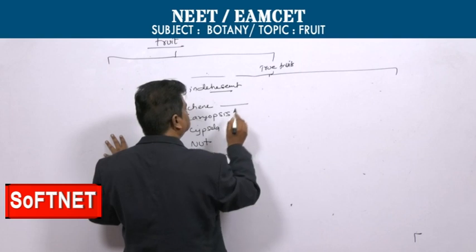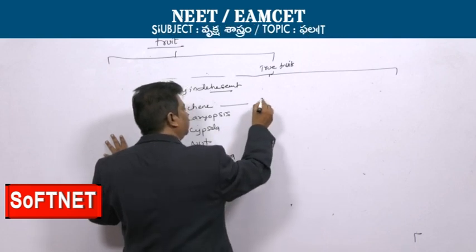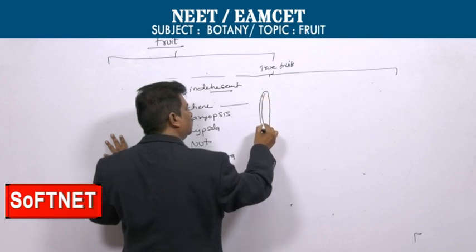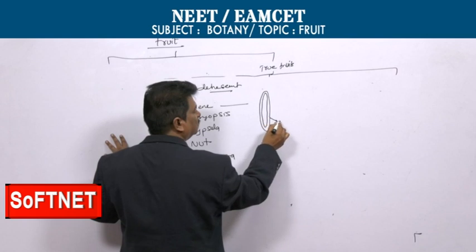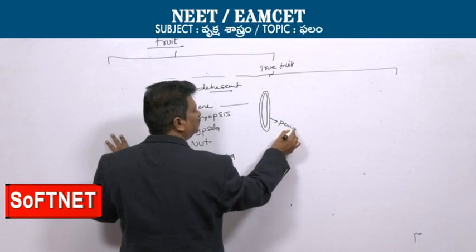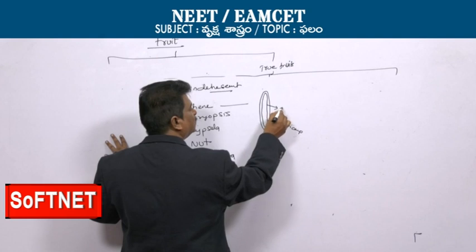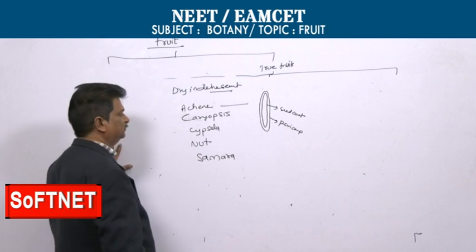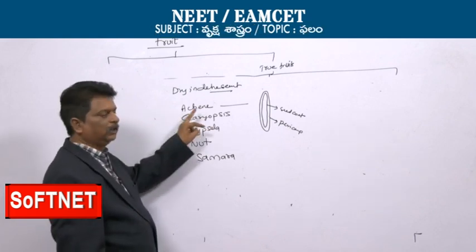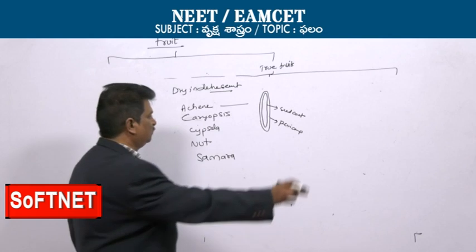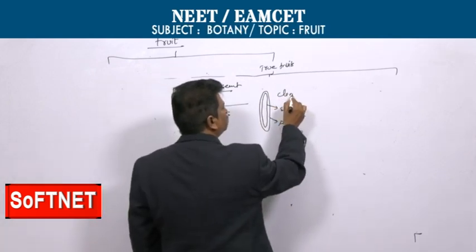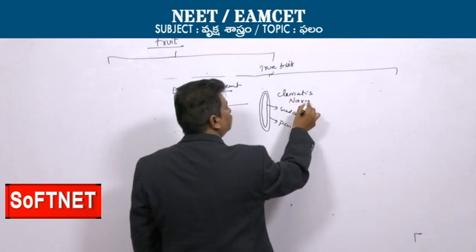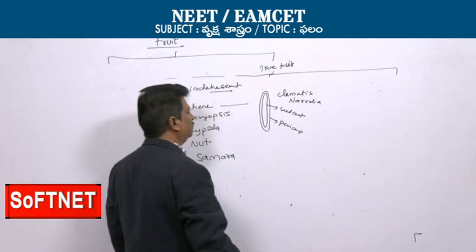So first one, achene fruit, developed from monocarpellary unilocular ovary. In this type, the fruit wall called pericarp and the seed coat are free, called achene. Examples for achene: one is clematis and second one is naravelia.